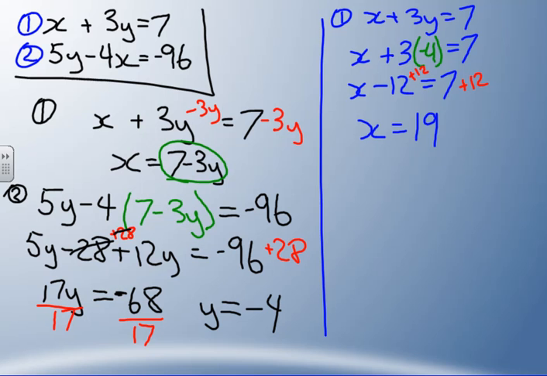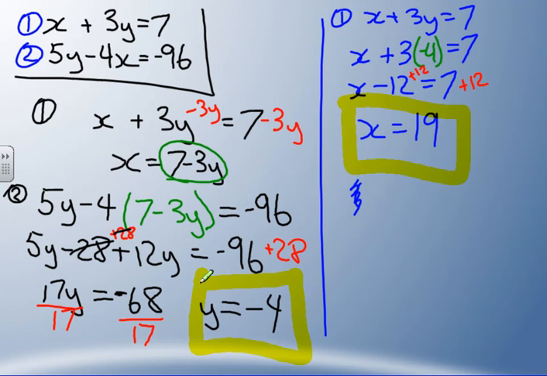So there is my solution set. X equals 19, y equals negative 4. Those are the answers I'm looking for. Now you should double check your answers to make sure it works. Feed both your x and your y into your equations. And I've run out of time to do that. But that would be the safe thing to do, especially if you want to get 100%.